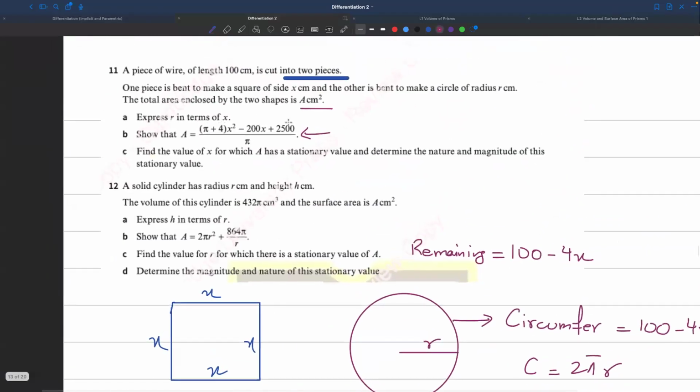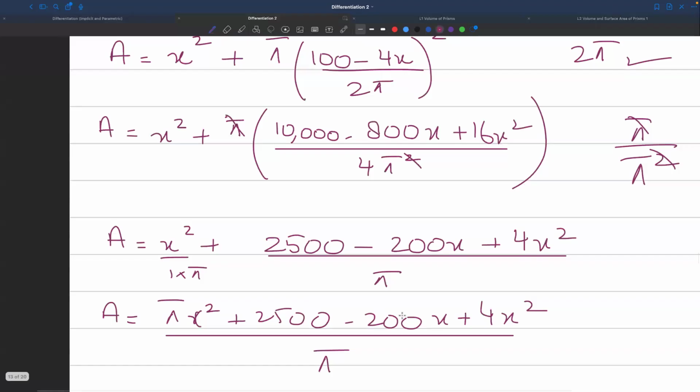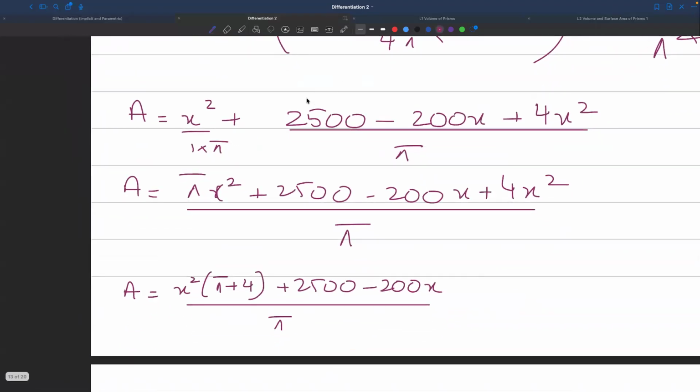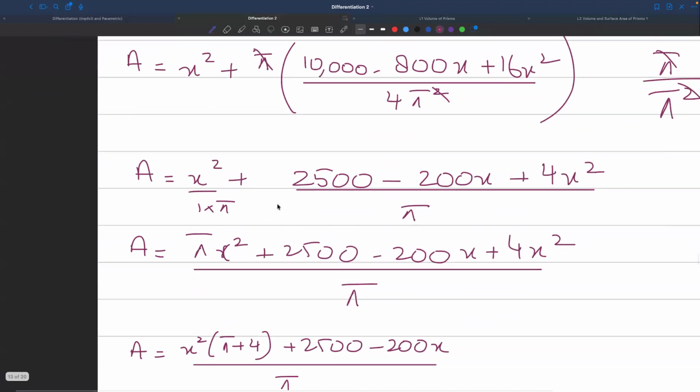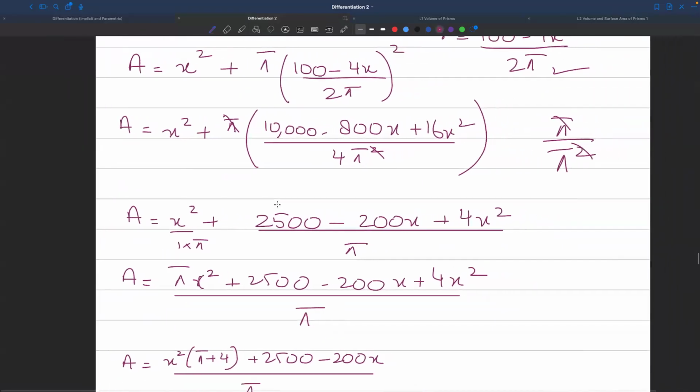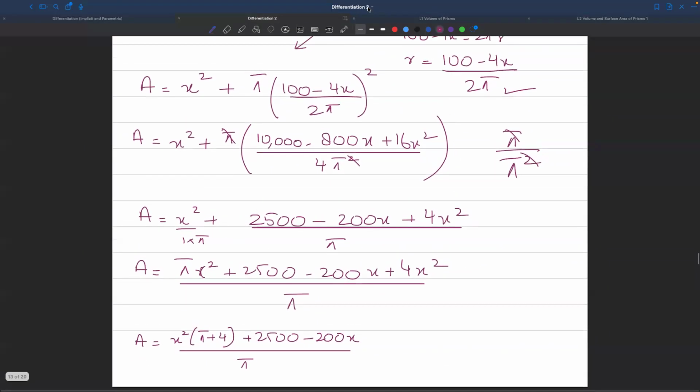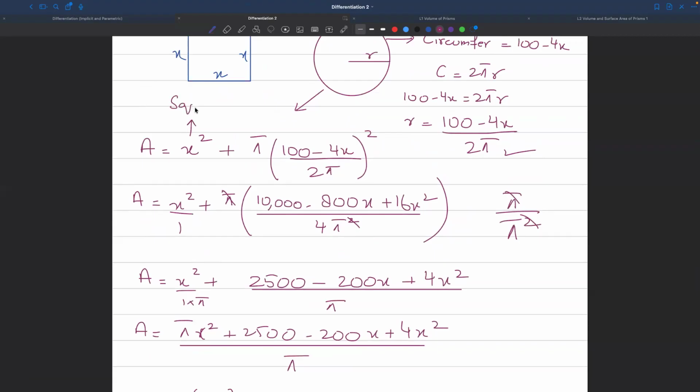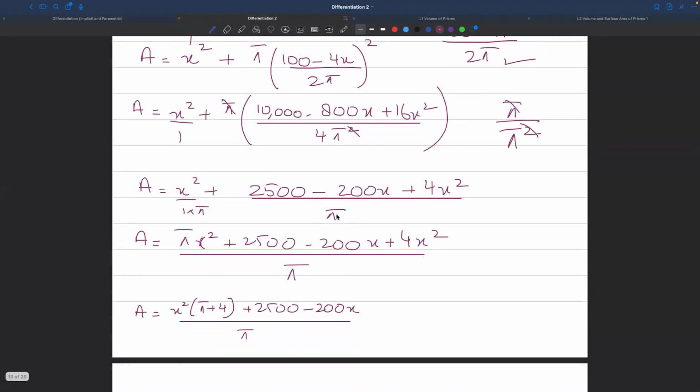We did this, and then showed that the area is this. Don't we have to multiply by 2 with pi? Where? X square. No, look, this is x square upon 1, because this is the area of the square. In the denominator, once I divide by 4, only pi is remaining. So once I take the LCM, only pi will multiply by 1. So this will multiply by pi. That's why it became pi x square. Clear?